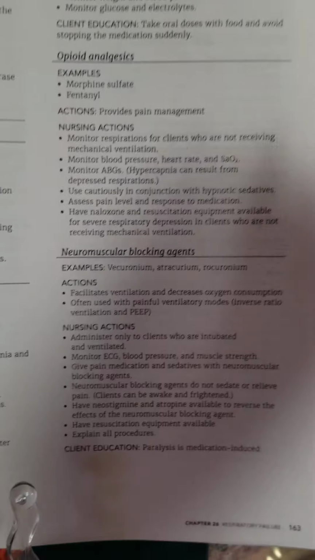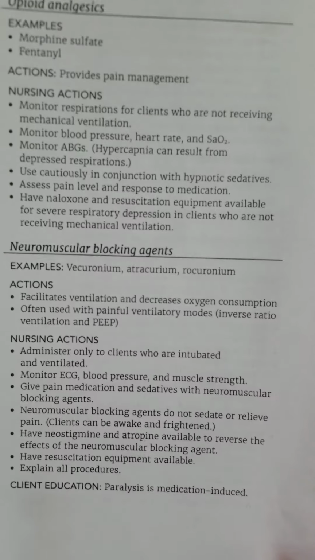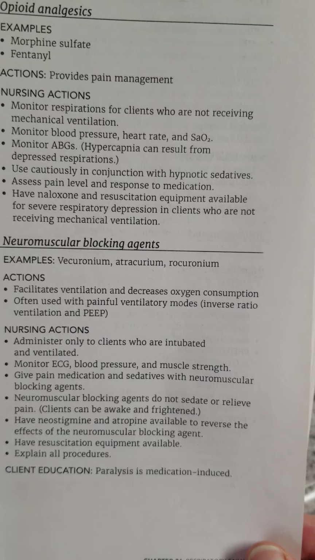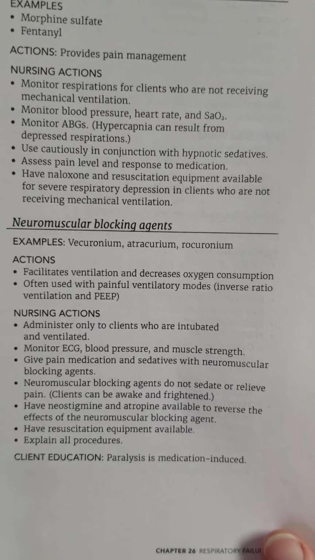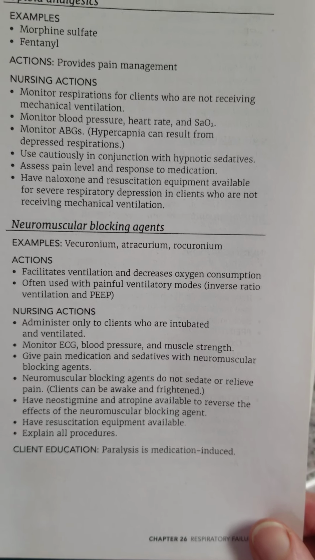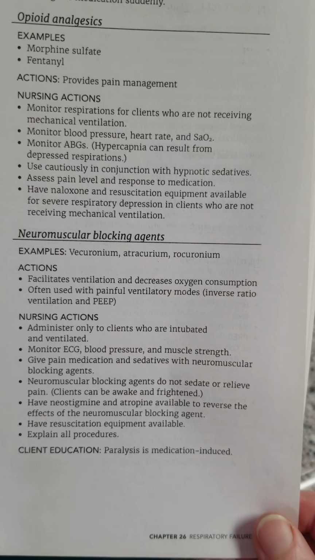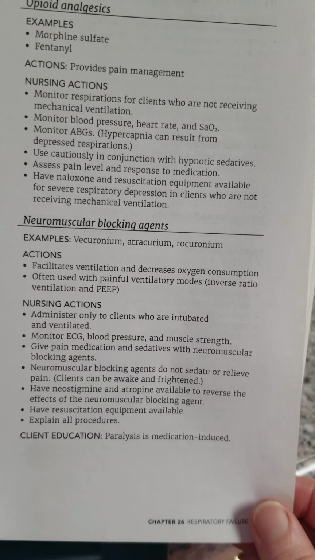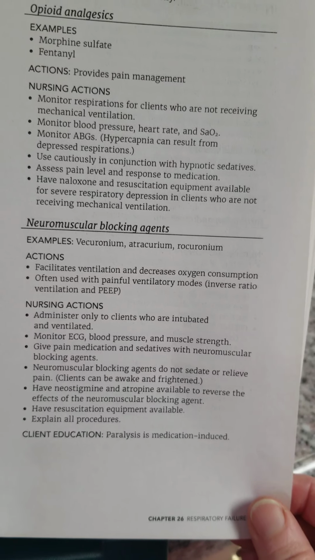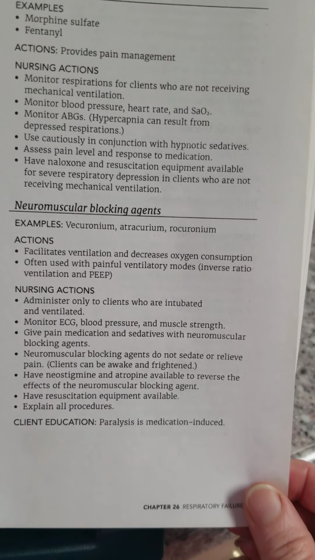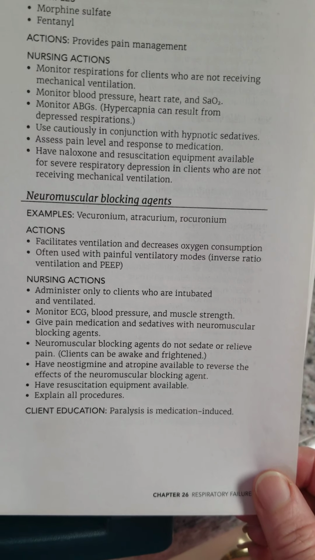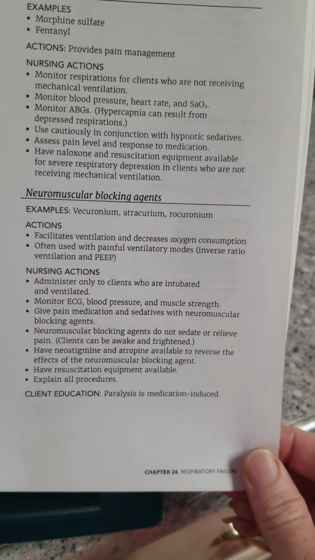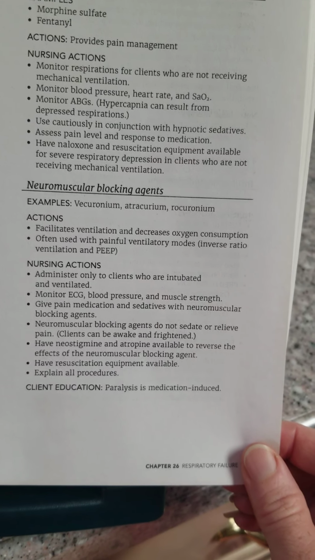Neuromuscular blocking agents, examples are vecuronium, atracurium, and rocuronium. Actions are to facilitate ventilation and decrease oxygen consumption, often used with painful ventilatory modes such as inverse ratio ventilation, IRV, and PEEP. Nursing actions are to administer only to clients who are intubated and ventilated, monitor ECG, blood pressure, and muscle strength, and give pain medication and sedatives with neuromuscular blocking agents.